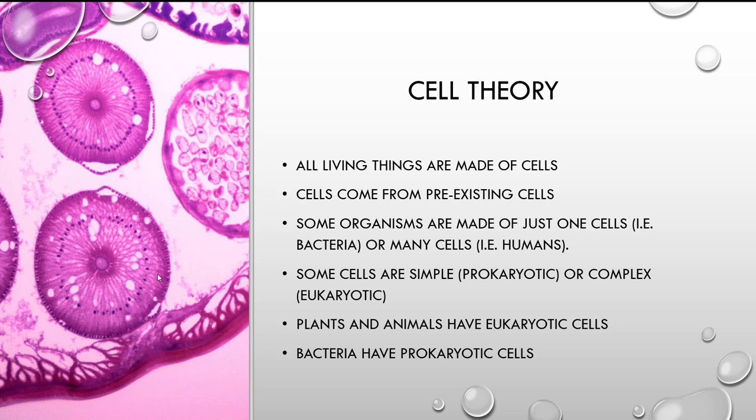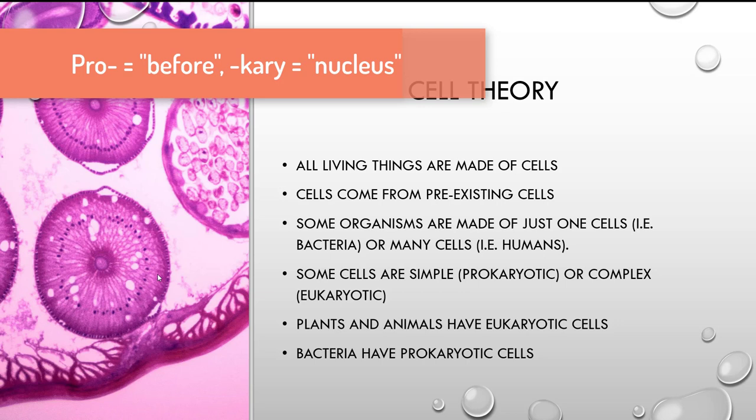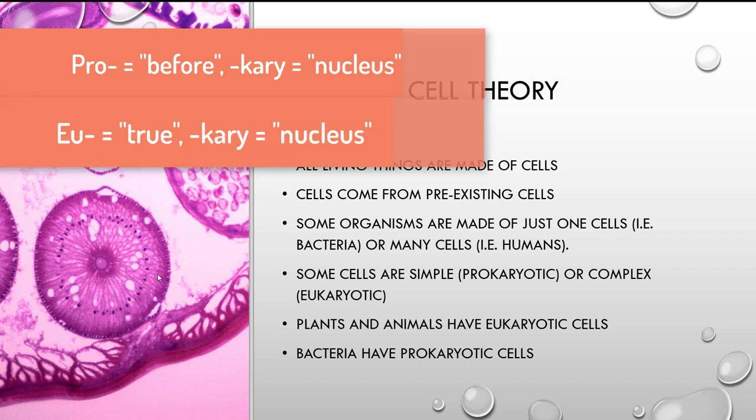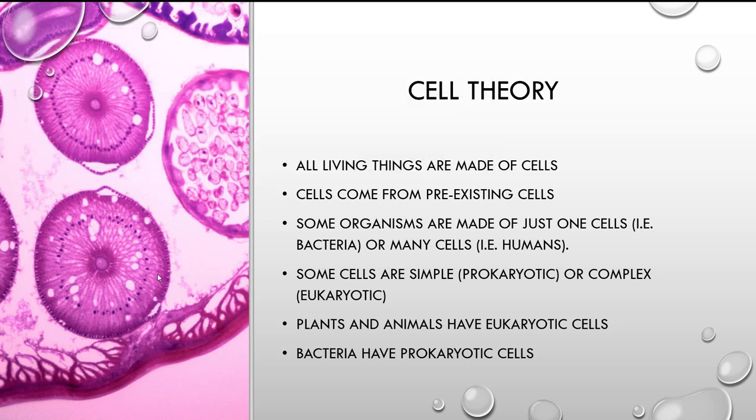And then we can also categorize cells into two groups. They can be simple cells, which we classify as prokaryotic. Those are cells that don't have a nucleus, and we'll go into more detail about that later, versus complex cells that do contain a nucleus. So those are called eukaryotic. And so when we're talking about classification, plants and animals and fungi and protists, they all have eukaryotic cells. They all have these complex cells that have nuclei.